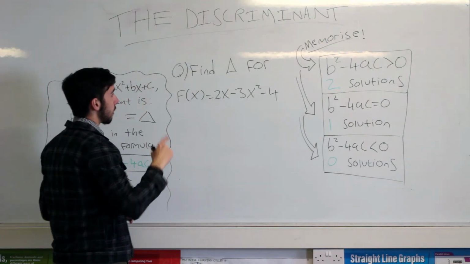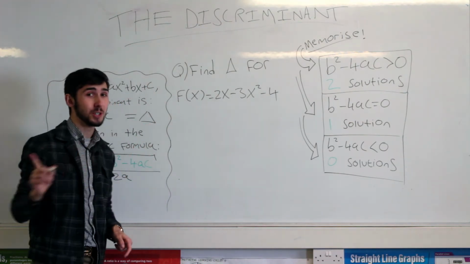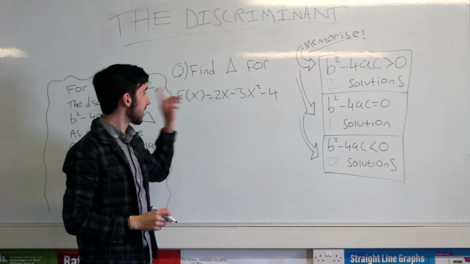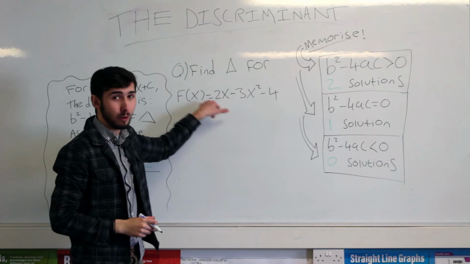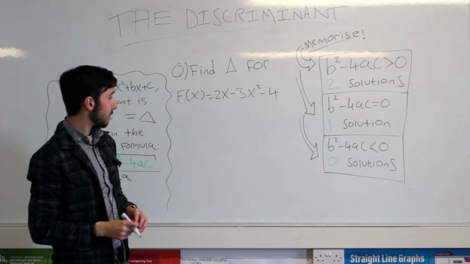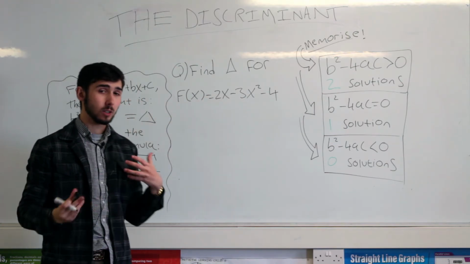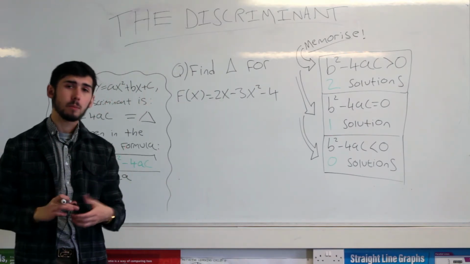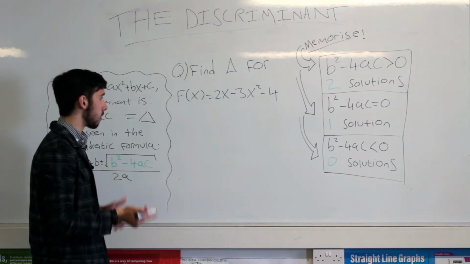Okay, so find the discriminant for this guy. Now, there's a few issues with this, isn't there? This is clearly in the wrong order because we want the x squared term to be at the front. We've got a bunch of negatives in there which don't look nice, and there's lots of things in here that could throw some people off.